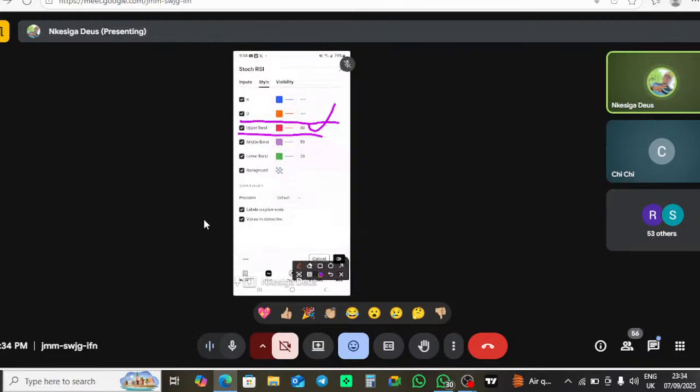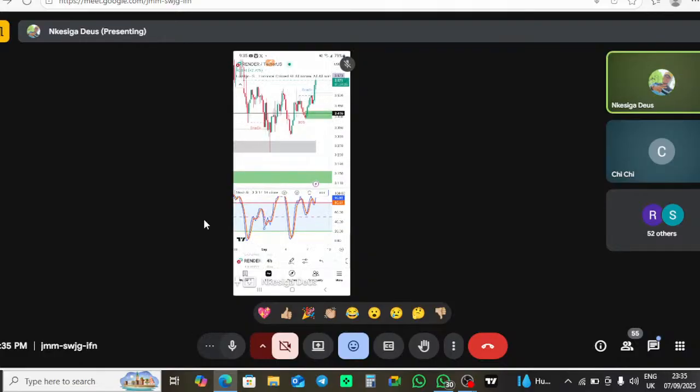Then we have the middle band. Middle band is 50. And the color, you can choose the color you want. And we have the lower band. The lower band is 20, and it is the green one. Then we have background. We must tick it, and we tick the rest, labels and values. We put a tick, and we click the other three dots, save as default, then click OK. Your chart must look like this.